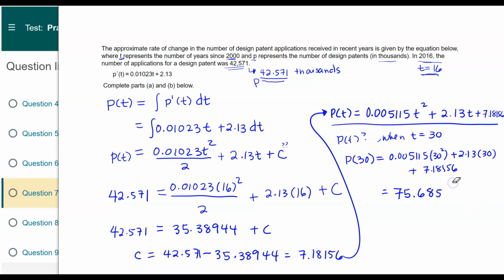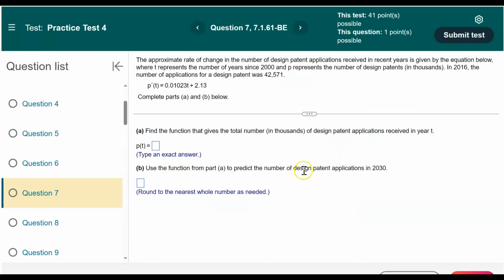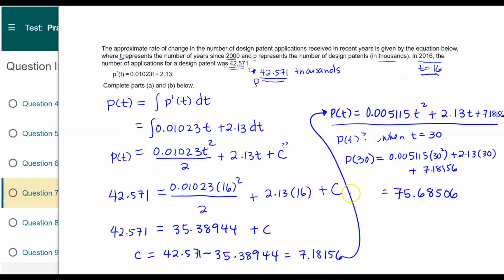It's 506. All right, now let's go back here, use the function, and then round this off to the nearest whole number as needed. So what would be the answer? And of course, you remember that P represents the number of design patents in thousands. So this means 75.68506 thousands. And what is that? That is 75,685.06. And round this off to the nearest whole number. This is just equal to 75,685.